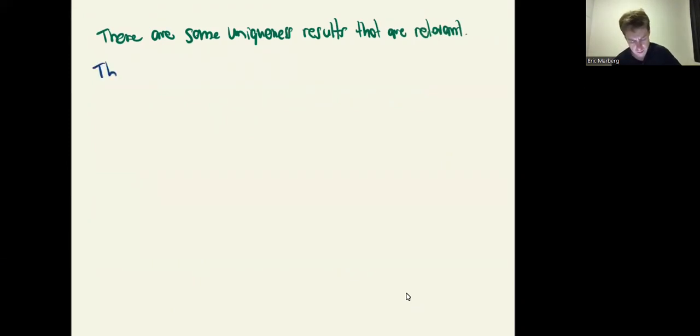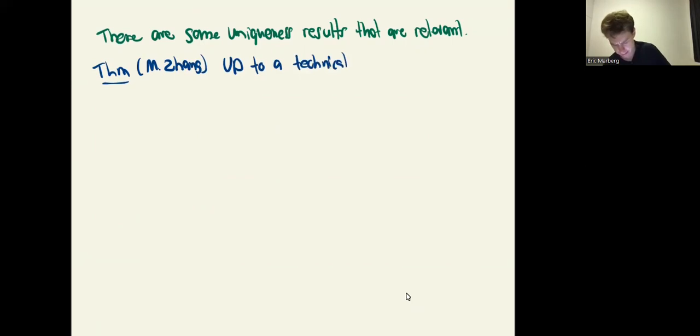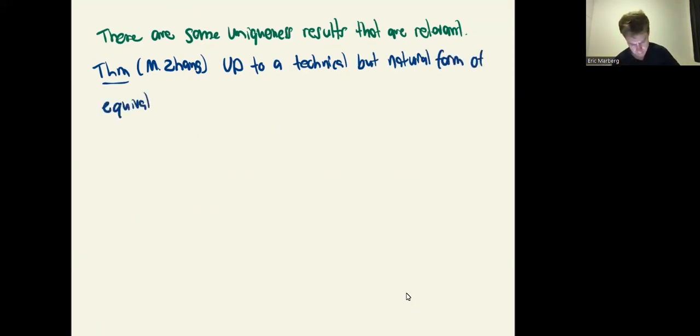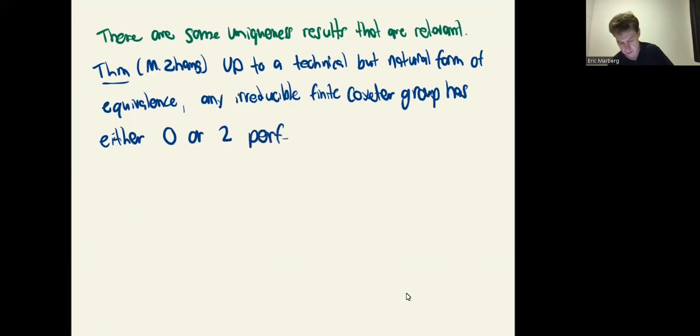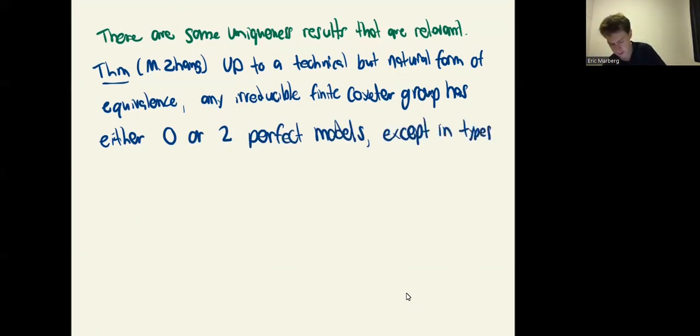Maybe I'll just present a very vague summary theorem, which says that up to a technical but natural form of equivalence, any irreducible finite Coxeter group has either 0 or exactly 2 perfect models, except in types A3, B3, and H3. So in the rank 3 types.